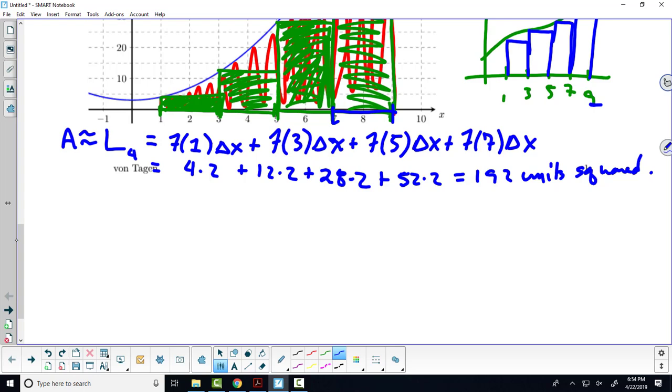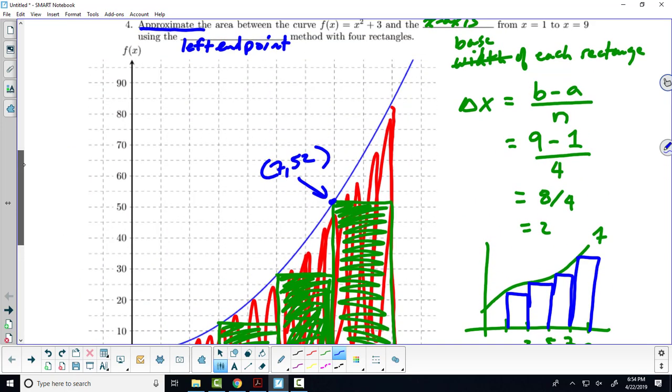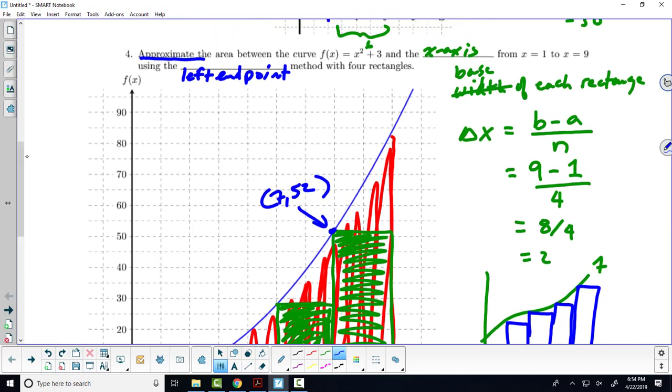Yes? Why did we choose delta x? Did we choose it to be that? Well, we didn't choose delta x to be 2 at face value, but we did say we needed to use 4 rectangles. Okay, but if we do it with fewer rectangles, wouldn't it be closer?